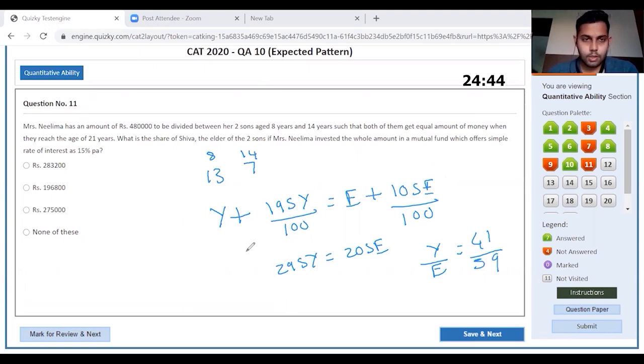So elder has the lion's share of things, okay? So he will get 59% of whatever it is. Just a second. Yeah, he'll get 0.59 into 480,000, which is 283,200. So my answer is 283,200. Moving on.